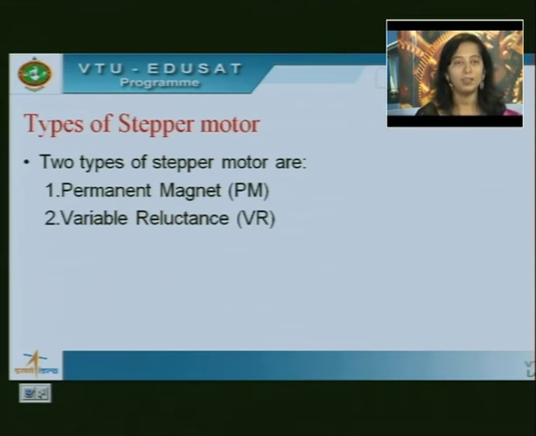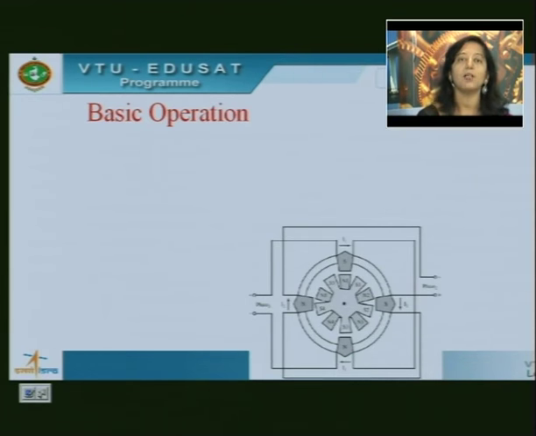We have two types of stepper motor. Before going into how to interface this stepper motor to 8051, we should understand what a stepper motor is and how it works in detail. The types of stepper motor are the permanent magnet stepper motor and the variable reluctance stepper motor. In this unit, we are going to speak about the permanent magnet stepper motor.